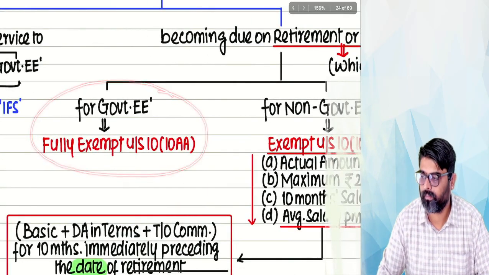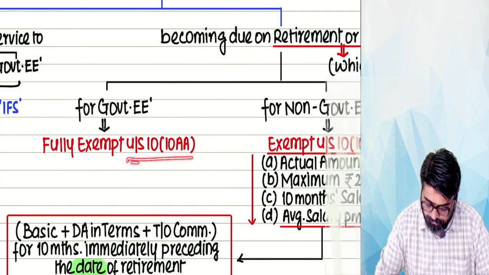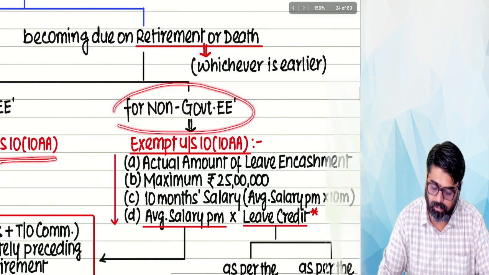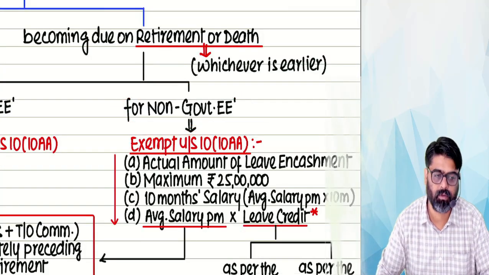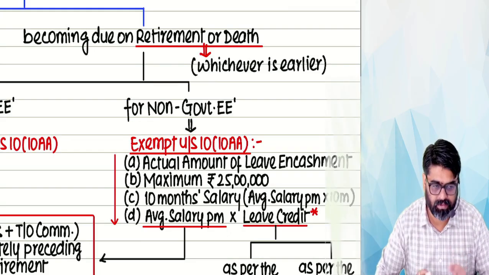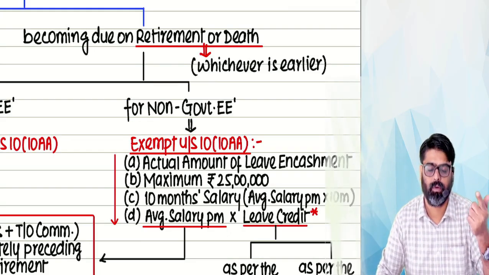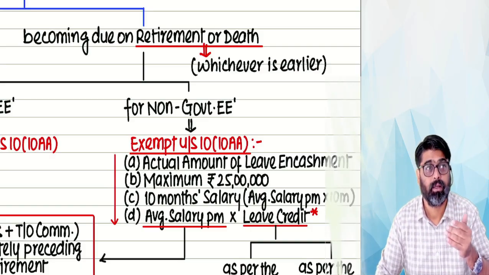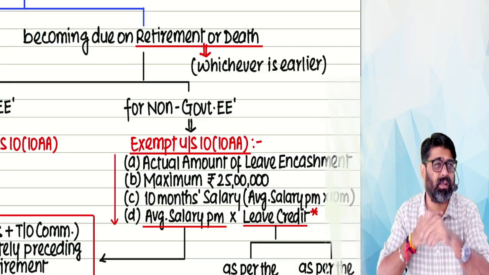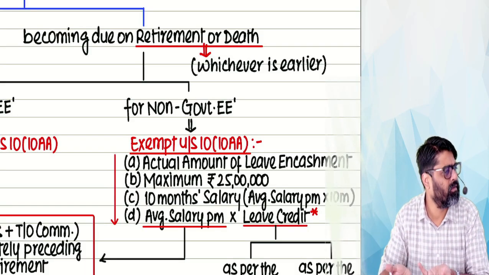In the case of section, and for a non-government employee it will be exempt, but the maximum exemption will be A, B, C, D, whichever is lower. Remember what was the limit? Actual amount. Limit B, maximum 25 lakhs. Limit C, 10 months salary. For that, average salary into 10. Yes or no? Limit D, average salary into leave credit.